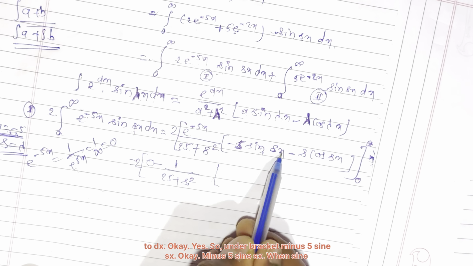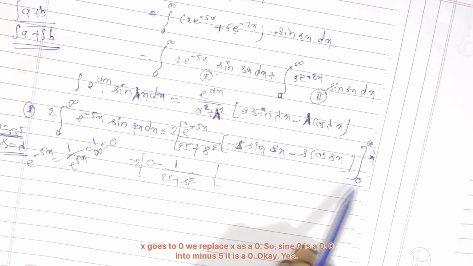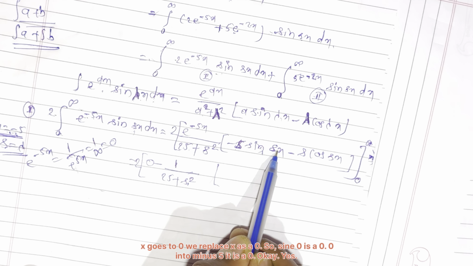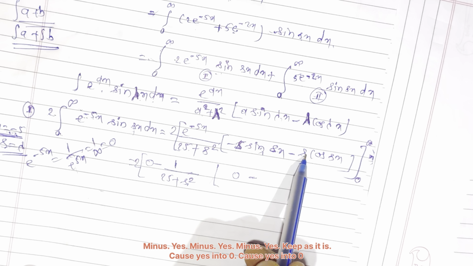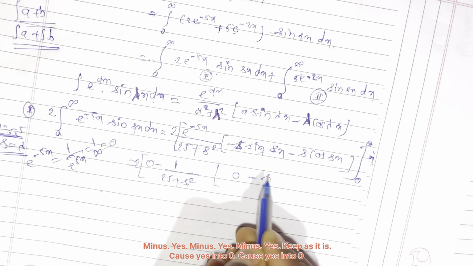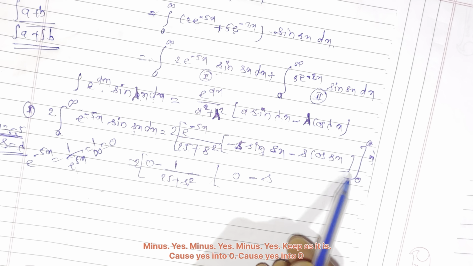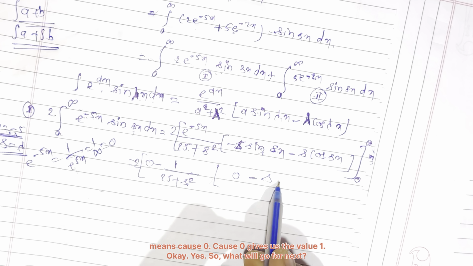Minus 5 sin sx. When sin x goes to 0, we replace x with 0, so sin 0 is 0, and 0 into minus 5 is 0. Minus s, keep it as it is, cos s into 0, which means cos 0. Cos 0 gives us the value 1.